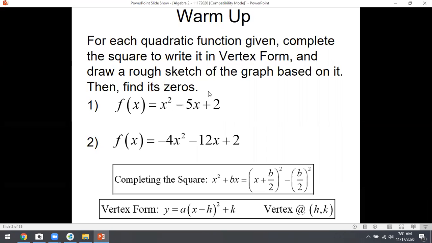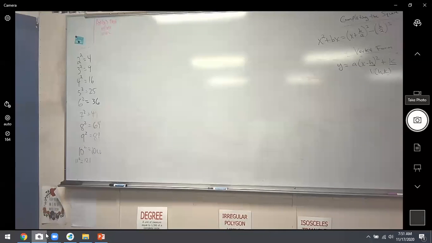So we're going to get in vertex form. We're going to do the same thing we did yesterday. Going to get things in vertex form and then try to find zeros. Also, just two of them today. No big deal. And let's dive right in.